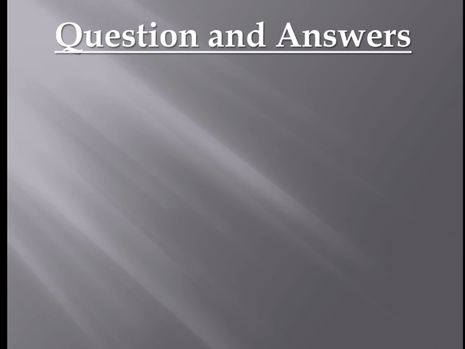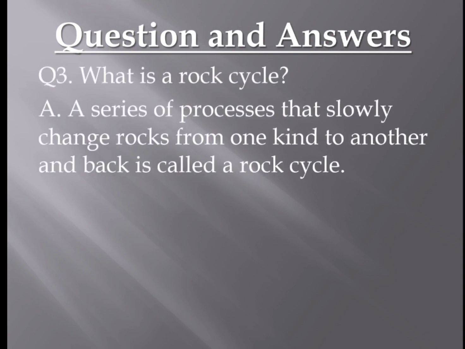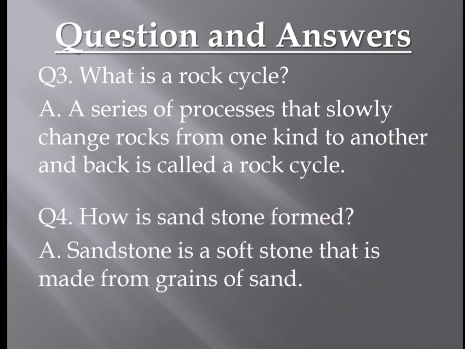Okay, children. Coming to your question answers, you have very short question answers here in this topic, children. Let's see. What is a rock cycle? So the series of processes that slowly changes rocks from one kind to another and back is called rock cycle. That is igneous rock becoming sedimentary rock, then metamorphic rock, then magma, then again from magma to igneous rocks, isn't it, children? So this is a process. Yes, and it is changing from one form of the rock to the other form of the rock, isn't it? So that is called rock cycle.